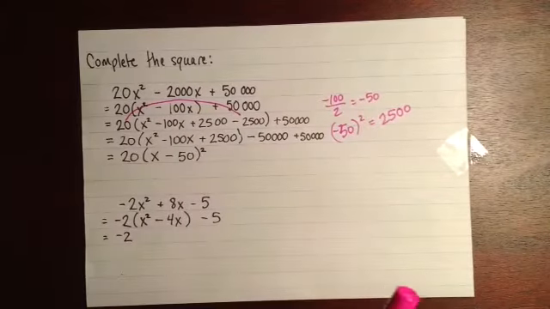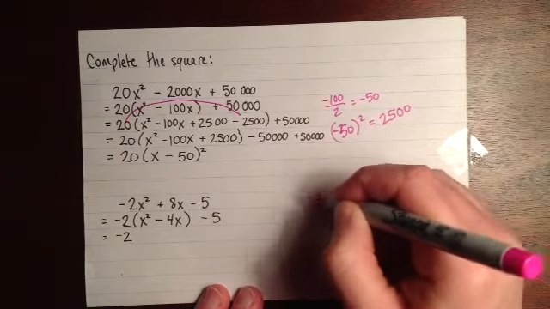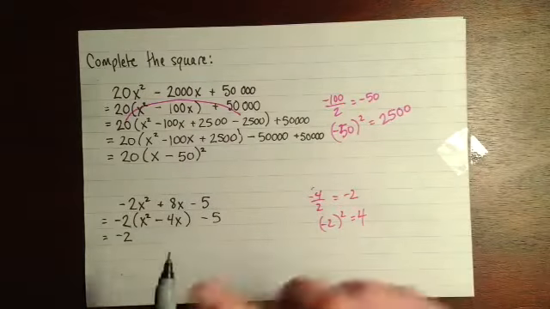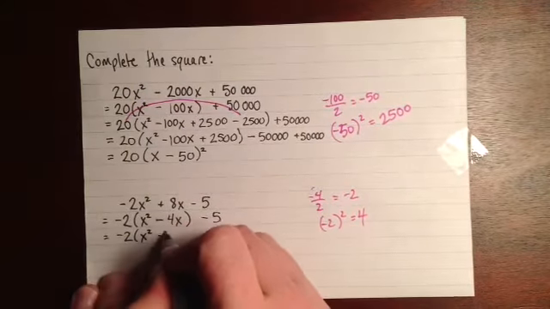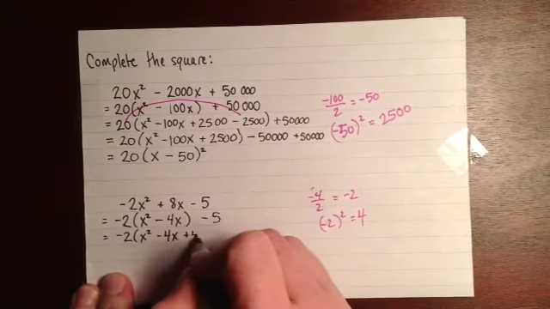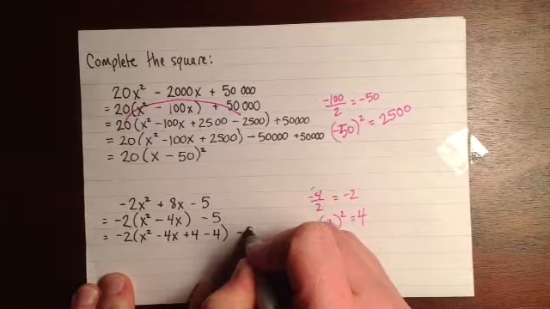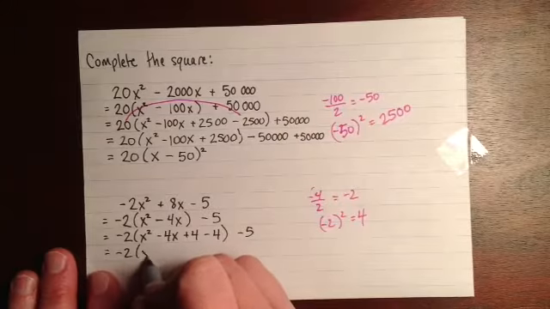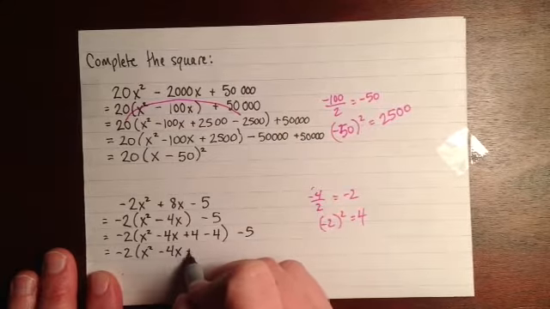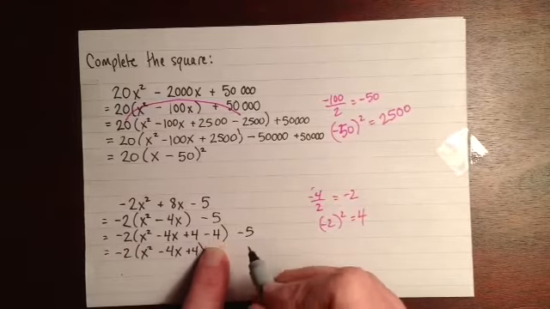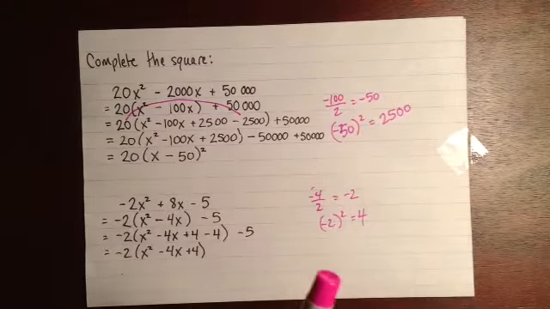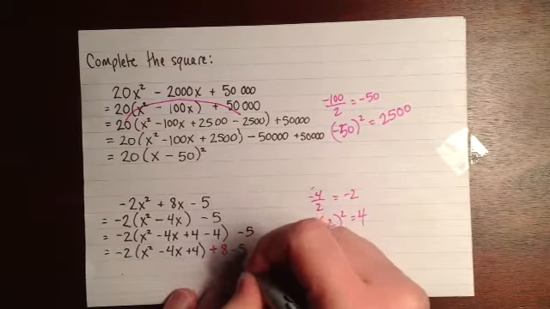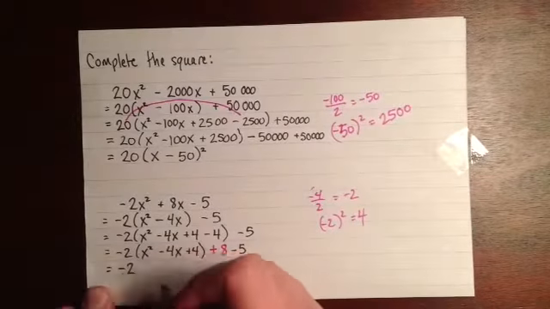Okay, do our little calculation. So it'll be plus 4, and then we have to subtract our 4. And now as I take that out of the brackets, I have to remember to multiply by the negative 2. So negative 2 times negative 4 will be plus 8. Minus 5.